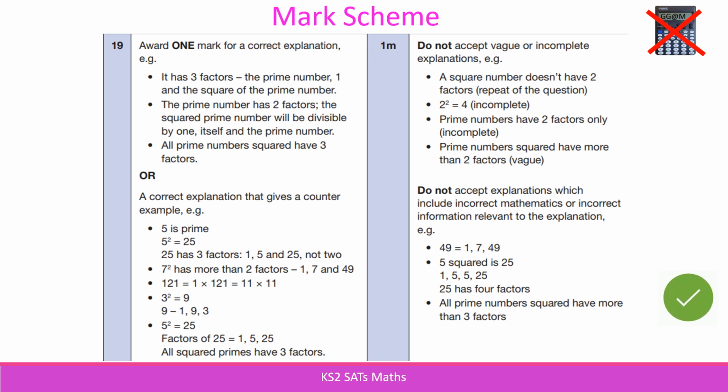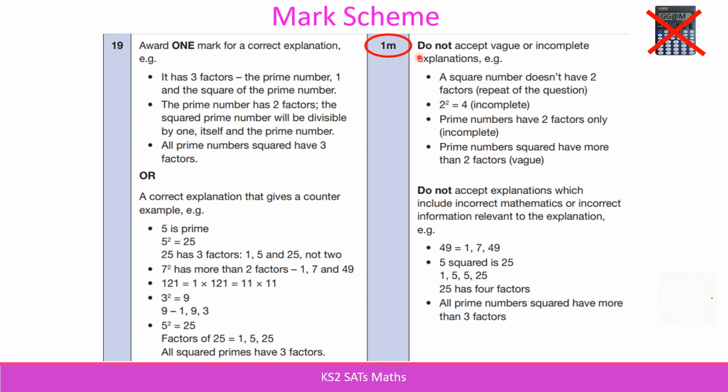The mark scheme on this question shows there's 1 M, which means 1 method mark. You can see it's very wordy on the mark scheme because lots of people can choose lots of different ways to be able to do this. The easiest way to do it is by using a number example to get the answer out. And you've got a few different examples here you could have used.